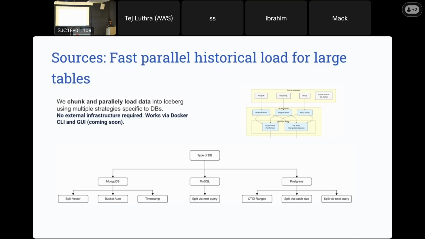So all of these different ways of chunking are basically to make sure you create more or less similar size chunks. We don't want one chunk to be a 1 GB file and another chunk to be 100 MB. We want similar size chunks because when we are reading and writing, we want it to be consistent across the readers and writers. So that's step one. We chunk and parallelly load the data into Iceberg.